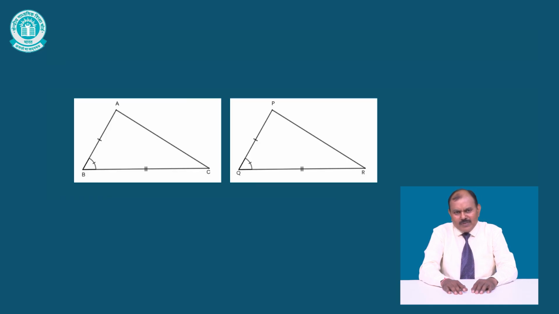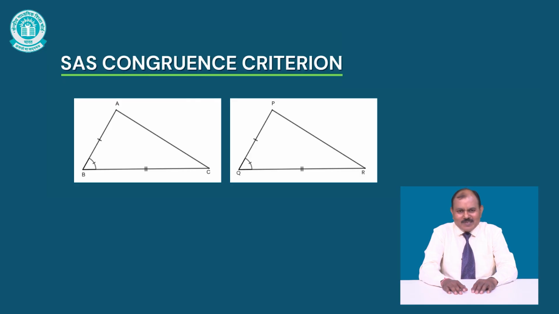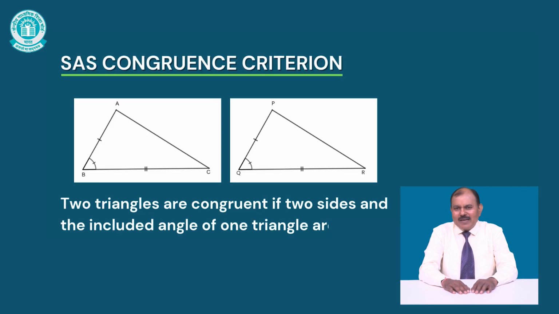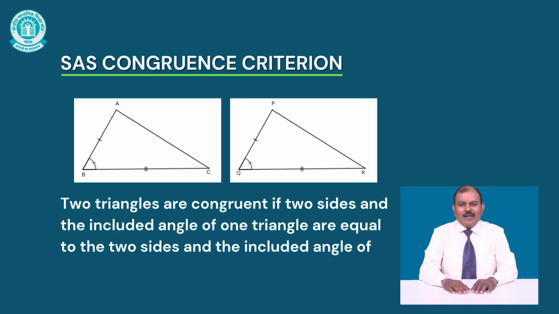Let us now state the first criterion for congruence of triangles. Two triangles are congruent if two sides and the included angle of one triangle are equal to the two sides and the included angle of the other triangle. This result cannot be proved with the help of previously known results, and so it is accepted as true as an axiom.